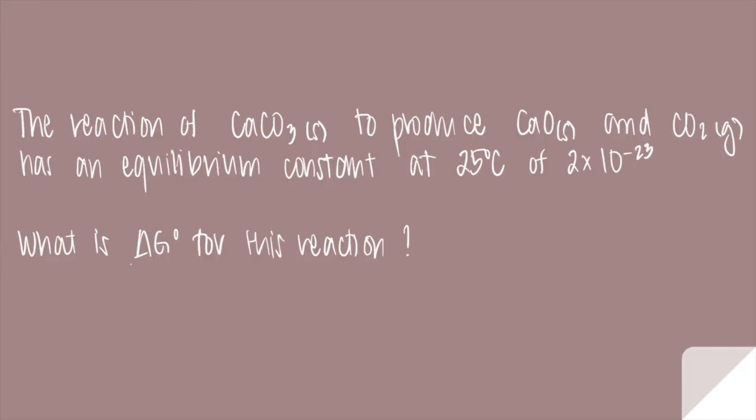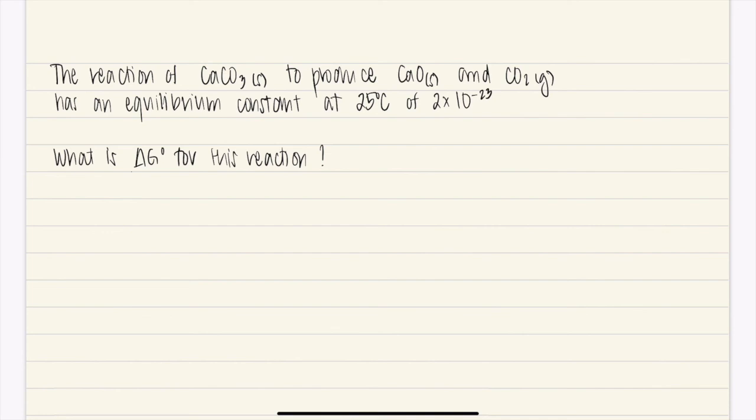Our last question: the reaction of calcium carbonate to produce calcium oxide and carbon dioxide has an equilibrium constant at 25 degrees Celsius of 2 times 10 raised to the negative 23. What is the delta G naught for this reaction? So to find the delta G naught, we can use the equation. So we have our temperature at 25 degrees and we have the equilibrium constant. So let's just plug it into the equation. And the temperature, we know that it is 298 K.